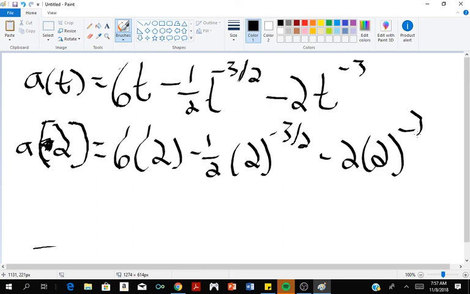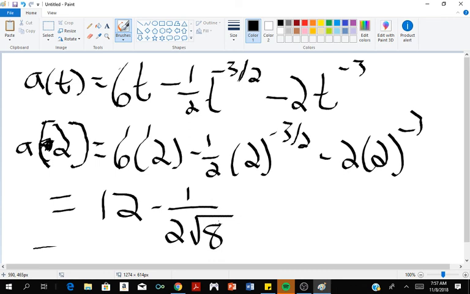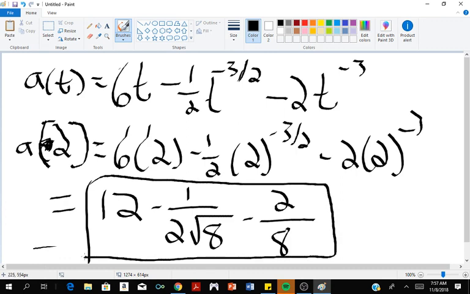And you all could probably do this, but for the sake of time, I'm just going to go ahead and simplify it. You got 6 times 2 is 12. You bring that 2 to the negative 3/2 down to the bottom and simplify it. You're going to end up with negative 1 over 2 times the square root of 8 minus 2 over 8, because that 2 to the negative third comes down. And then we would simplify, but for the sake of time, we're not going to quite do that today. So the acceleration of whatever this object is at 2 is this. Oh, and we would need a unit, so it would be feet per second squared or meters per second squared, something like that.